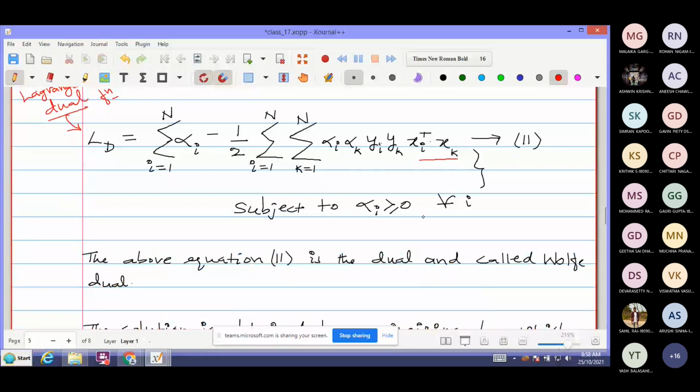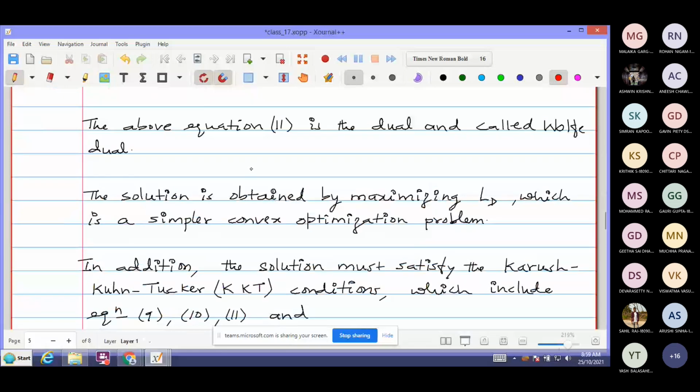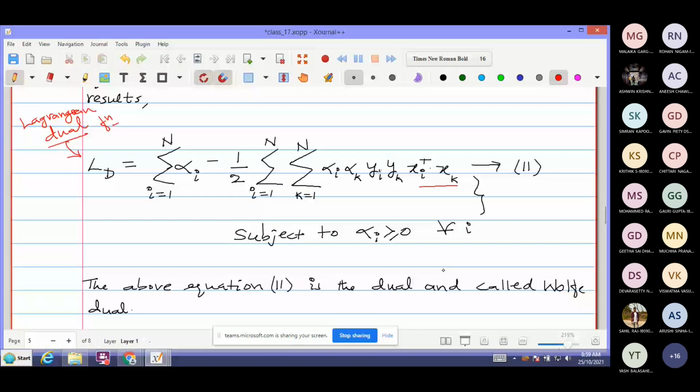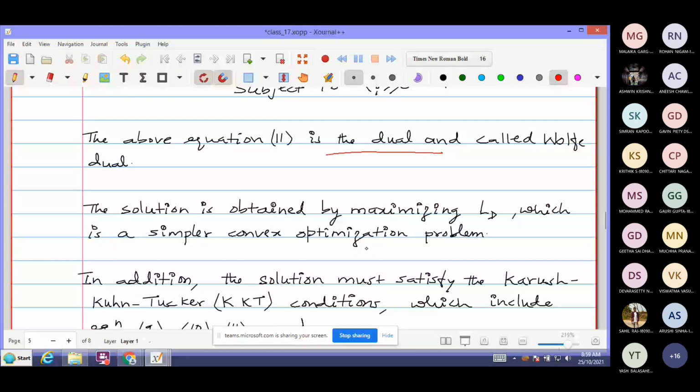And you understand that if alpha i equals 0, there is no contribution, the entire thing will become 0. So only for alpha i greater than 0 does it return a value. This equation is called the dual Lagrangian function. The solution is obtained by maximizing LD, which is a convex optimization problem. Of course, it is a convex optimization problem.